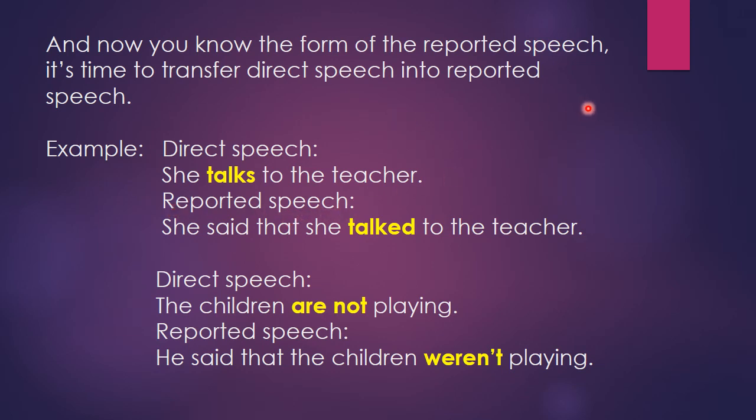I have to put the form here that I have memorized already, and transfer the direct speech sentence to reported speech based on that form. So I start with the subject, she, then I add said that, then I add the second subject based on the first one, she, then talked, from talks to talked, to the teacher. Okay, let's see the second example.